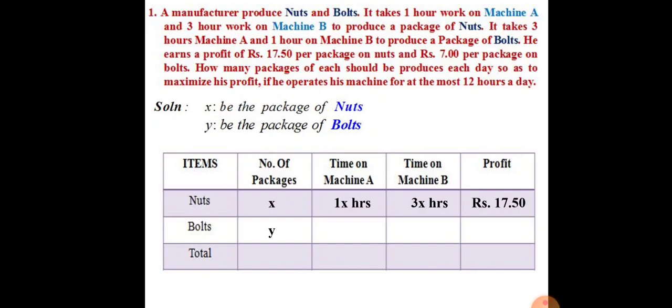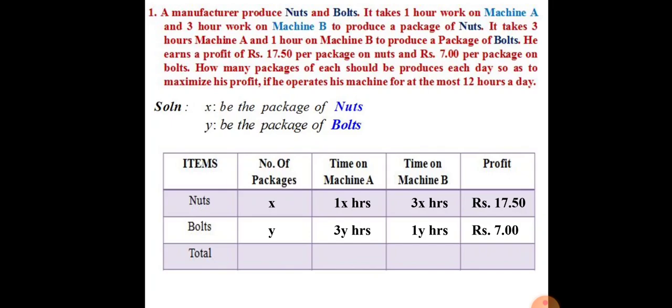Next, concentrate on bolts. 3 hours of work on machine A and 1 hour of work on machine B to produce a package of bolts. So 3y and 1y, and the profit on bolts is 7 rupees per package. So this is the given data in table form.